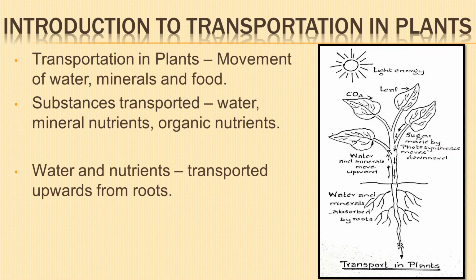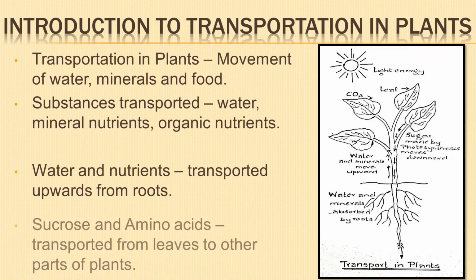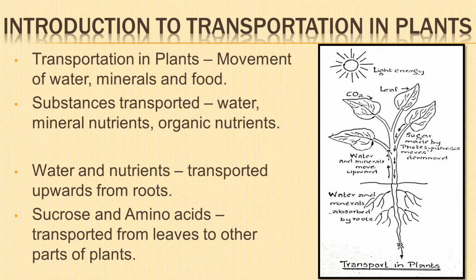Water and nutrients required for all metabolic activities are transported upwards from roots to stem, leaves, and growing regions by xylem. Sucrose and amino acids are transported between the leaves and other parts of the plant by phloem.